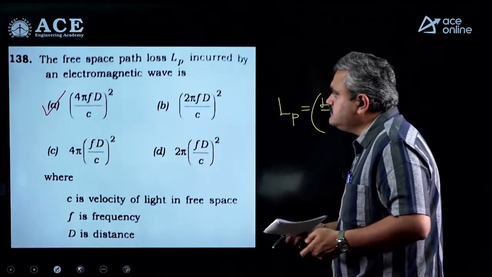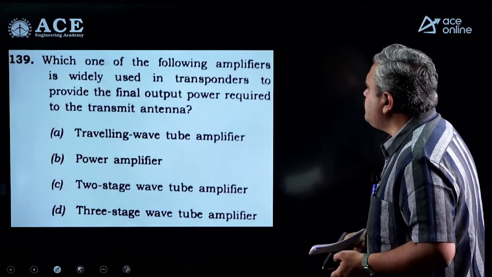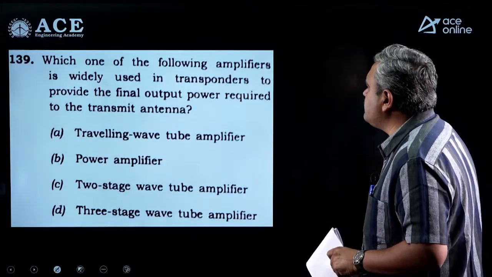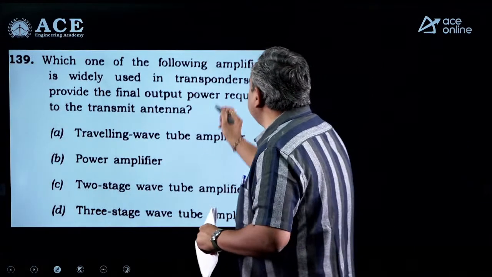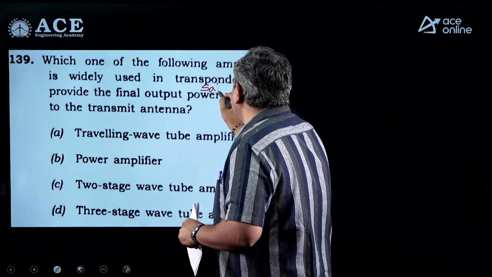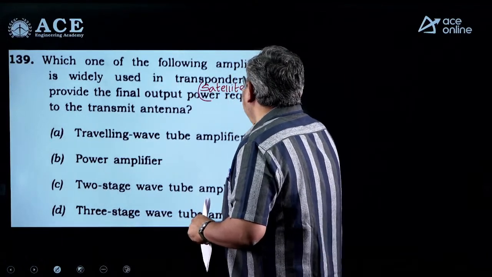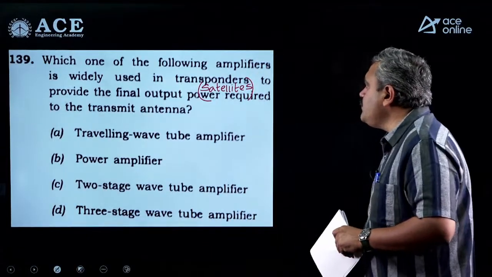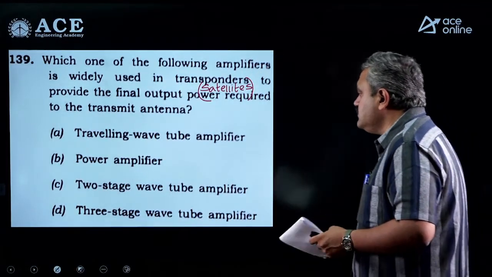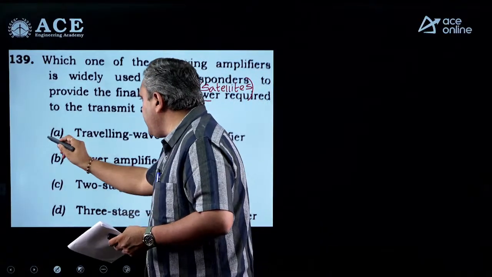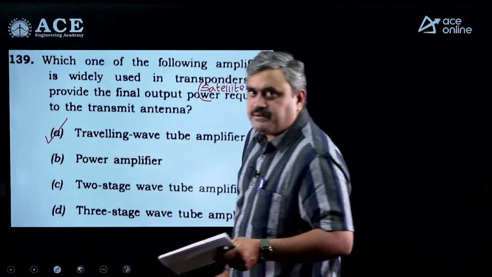Next, which of the following amplifiers is widely used in transponders? Transponders are the devices at satellites which provide communication links. To provide the final output power required to the transmit antenna, we use a TWA, traveling wave amplifier, a microwave amplifier.